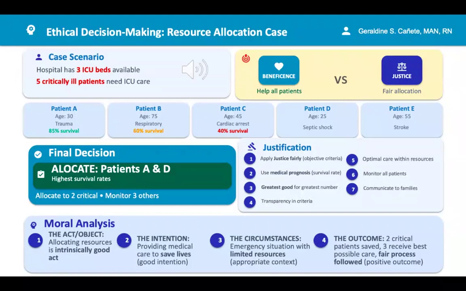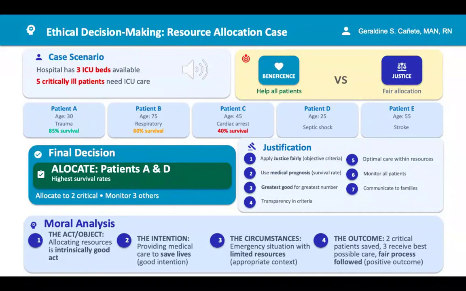Well, from a beneficence perspective, we want to provide ICU care to all 5 patients, as it could potentially improve their chances of survival. But since we only have 3 beds available, we can't help everyone equally. How do we decide which patients to prioritize in order to maximize the overall benefit?